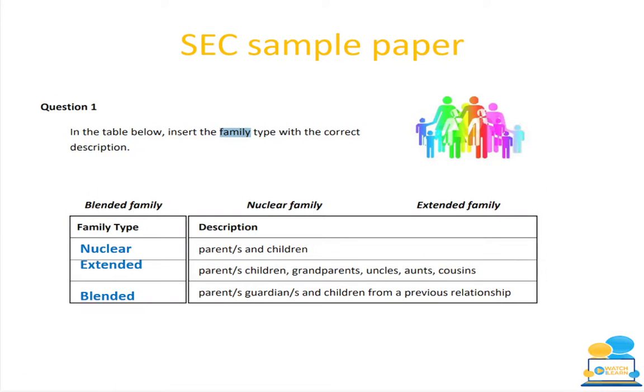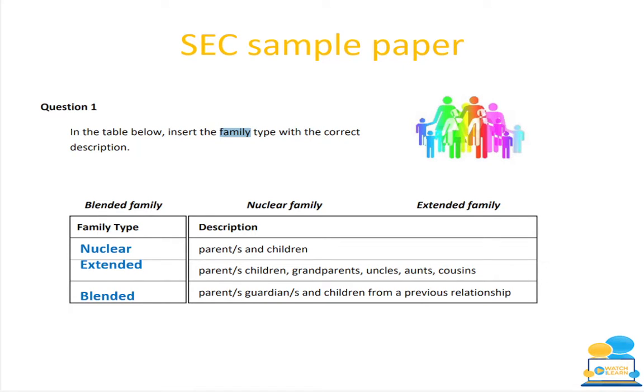So here is an example of an NCCA Sample paper. So this will be a short question as it's question 1. So it says here, in the table below, insert the family type with the correct description. So in blue is what I have filled in already. So they give you blended family, nuclear family, and extended family. They again give you a box. So you need to put those exact headings into the box. So it says family type, and that is blank, and then description.